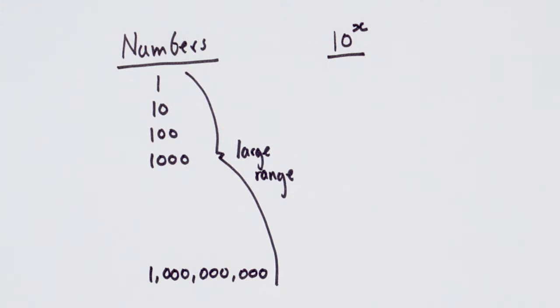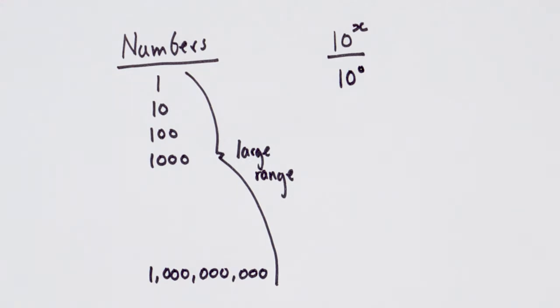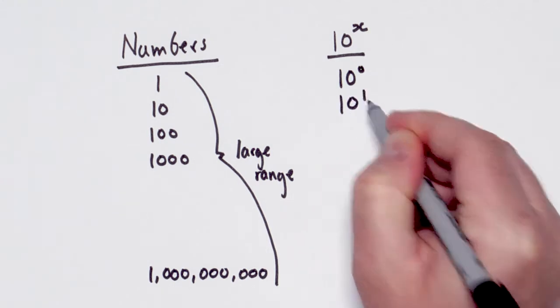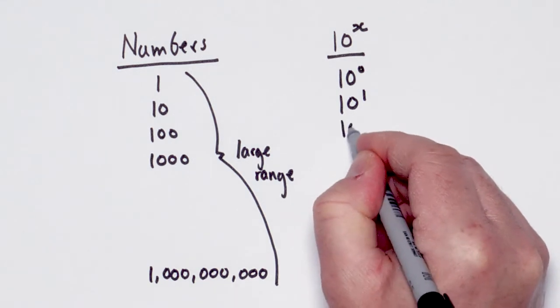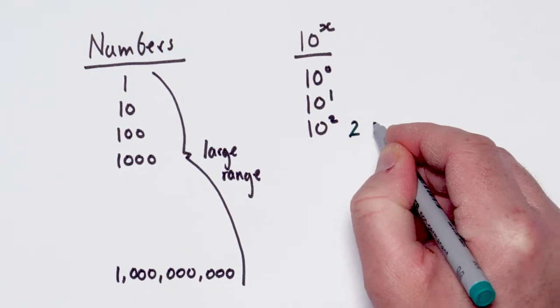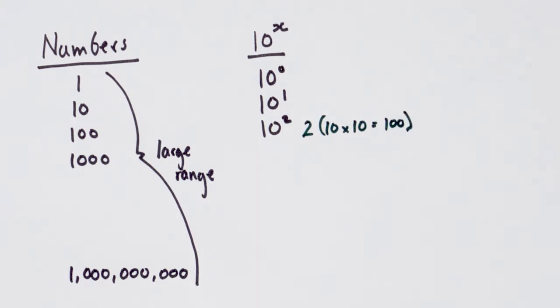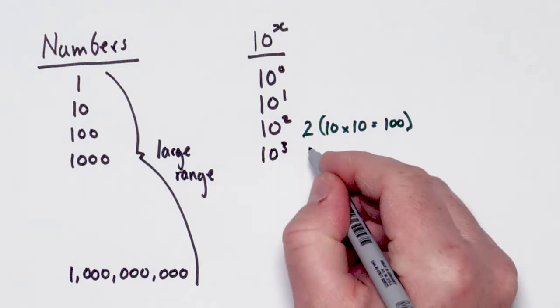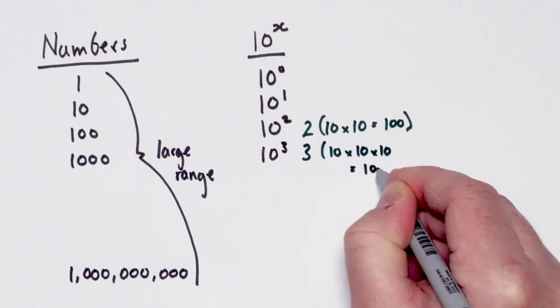And what we say is, instead of looking at these numbers, how many tens would we need to make those numbers? For instance, how many tens do we need to make 1? We don't need any tens to make 1. We need 0. How many tens do we need to make 10? It's simple. We need 1 ten to make 10. But how many tens do we need to make 100? Well, we need 2 tens to make 100. Let me explain. We need 2 tens to make 100 because 10 times 10 equals 100. How many tens do we need to make 1,000? We need 3 tens to make 1,000, because 10 times 10 times 10 equals 1,000.